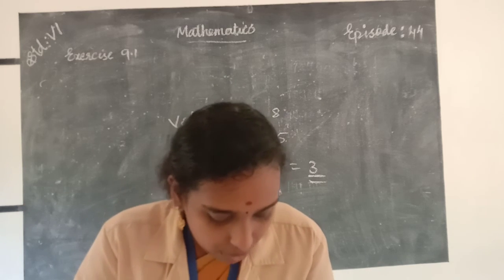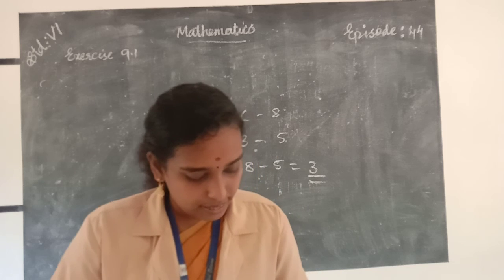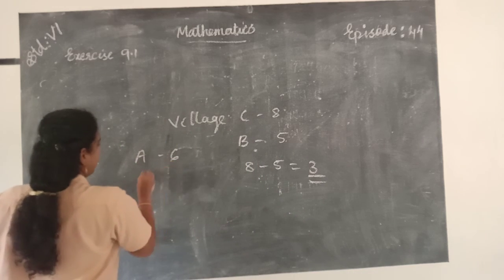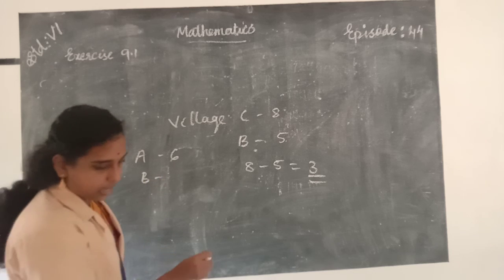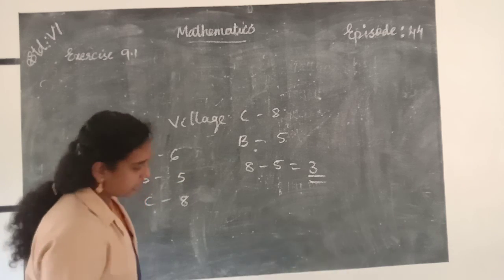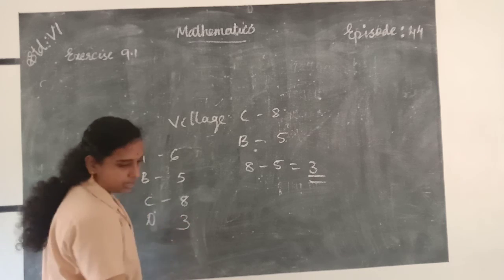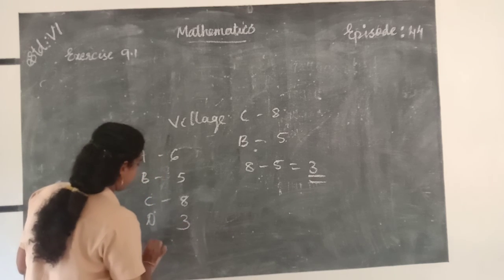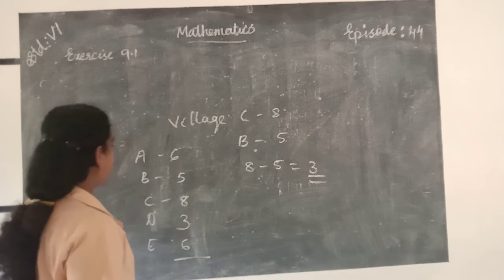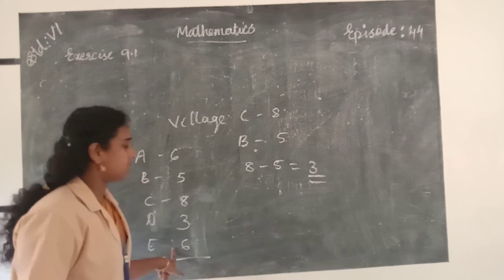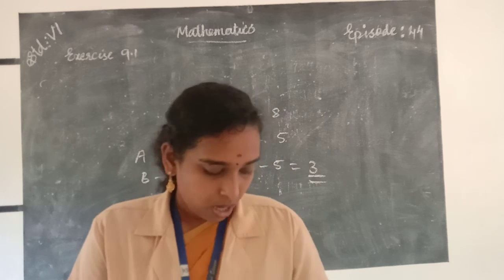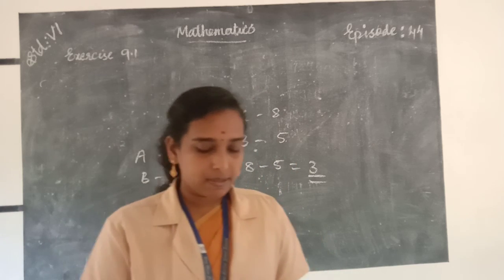And what is the total number of tractors in the villages? Village A has 6, village B has 5 tractors, village C has 8 tractors, village D has 3 tractors and village E has 6 tractors. The total number of tractors is 28. So these are the answers to question number 4, and the next question we will discuss in our next class.